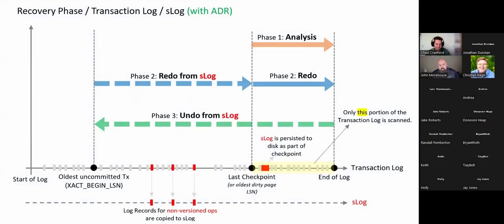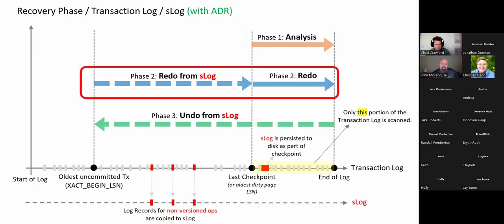With ADR, they've changed this, and this is where we see the different components come into play. We still do the phase one analysis. That step is identical. It uses the last checkpoint and goes to the end of the log, and that's the only part that gets scanned. Then we actually do a two-part phase two. We redo all the non-versioned operations from the SLog. Remember, that's an in-memory object, so it's very quick. We don't have to rely on the disk subsystem to give us that information. We can get it straight from memory.